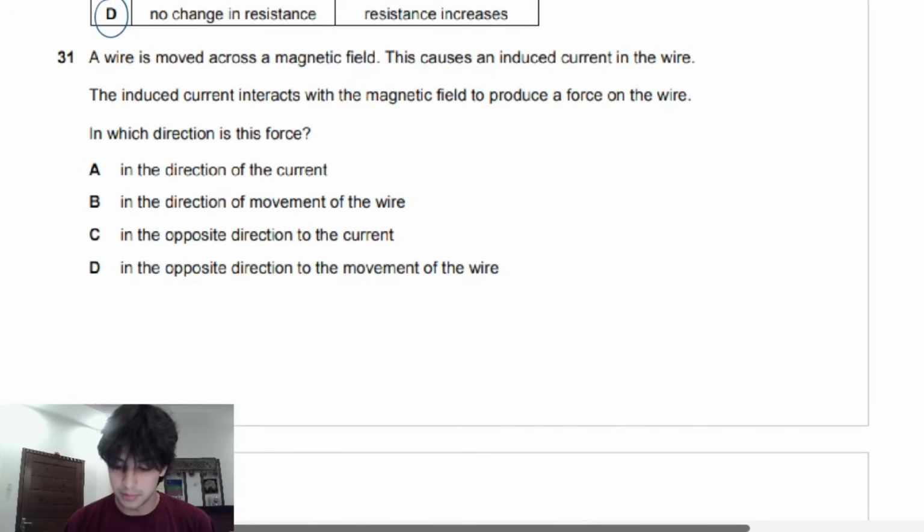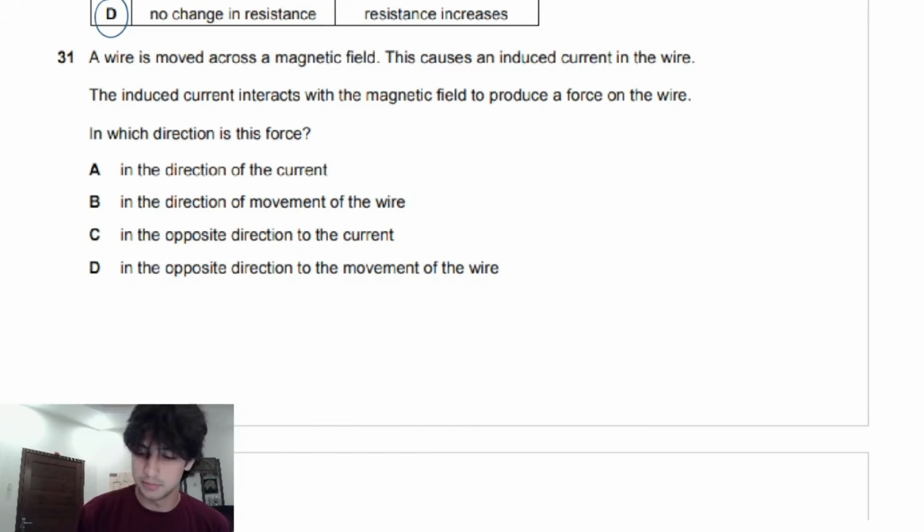Okay, moving on. A wire is moved across a magnetic field. This causes an induced current. The induced current interacts with the magnetic field to produce a force on the wire. In which direction is the force? Now let me show this to you guys.